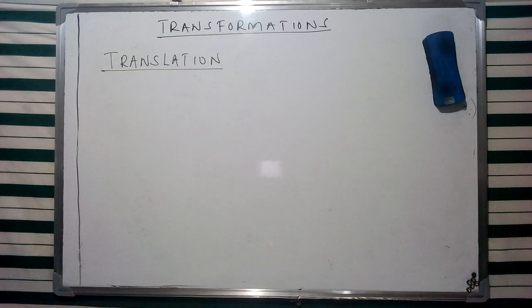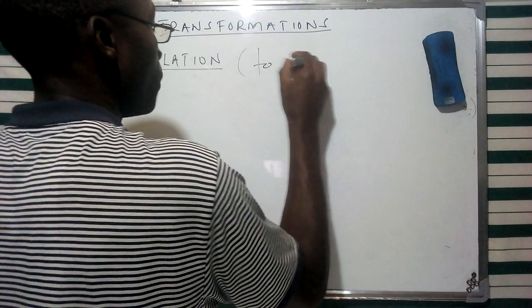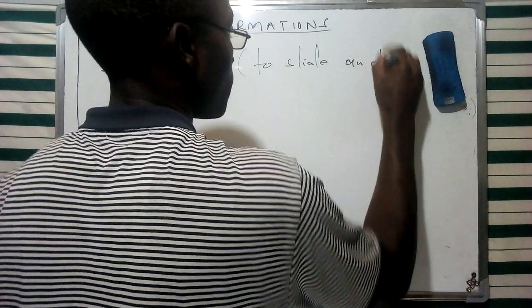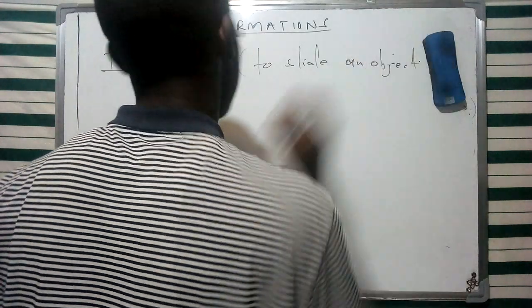So today we're going to look at the third aspect of the concept of transformation, and this is the concept of translation. From our first discussion on reflection and rotation, we mentioned that we can define translation in summary form as the concept of sliding an object. So basically, this is to slide an object. And I've given various examples.